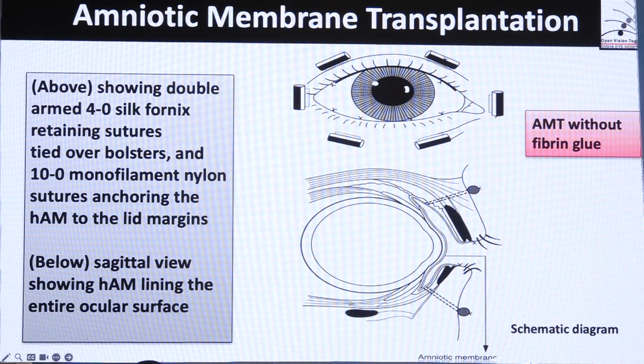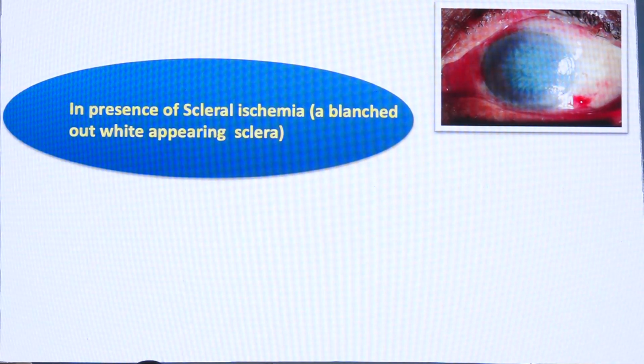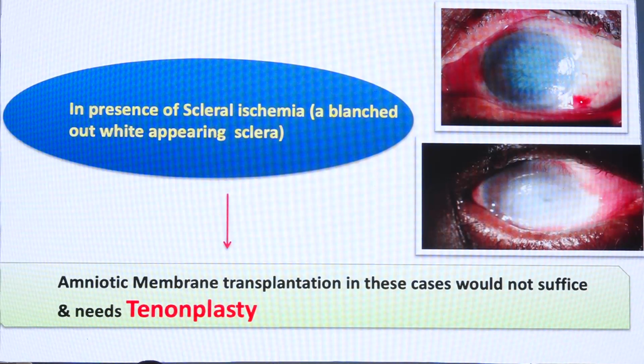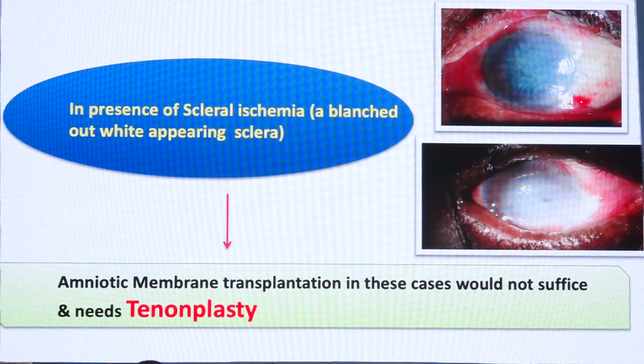Here this is the 4-0 silk suture, and here this is the nylon suture. But always remember that in the presence of scleral ischemia, that is this blanched out white appearing sclera, amniotic membrane transplantation alone will not help. So in these patients, you have to go for tenonplasty.